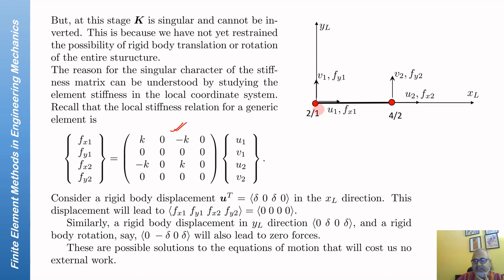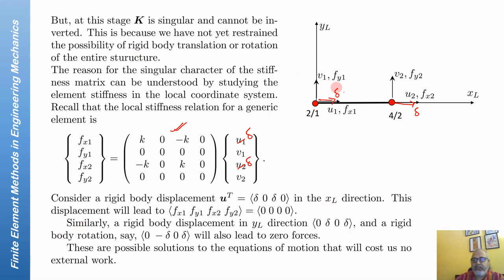The consequence of that is, now if I apply a rigid body displacement in, let's say, the XL direction, then this would be, let's say, delta, this would be delta as well, and if you put this as delta, this as delta, then you will see that this will lead to zero forces. The forces are going to be all zero. That means that this solution is possible. This is a possible solution to this particular equation.